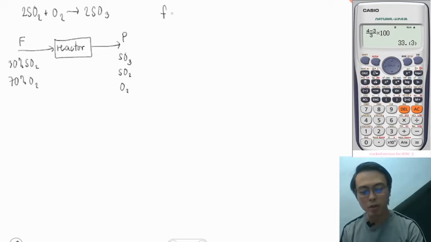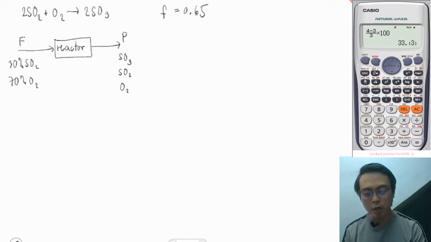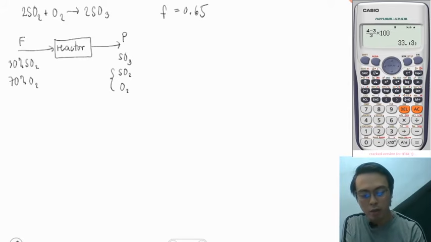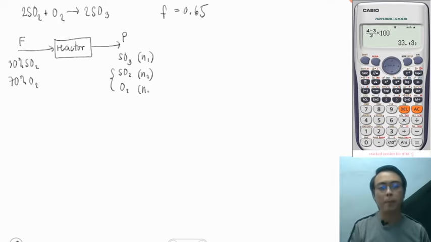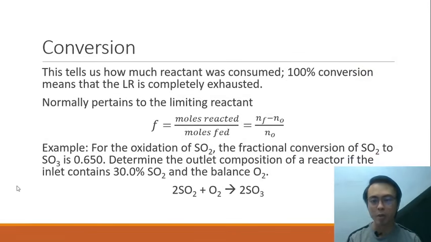The conversion is 0.65, and as I have mentioned earlier, any conversion less than 100% signifies an incomplete reaction. Therefore, you always have some of your reactants present in the product. So they are unreacted reactants. Okay? Now let's represent these substances. In the product, SO3 is N1, SO2 is N2, and then O2 is N3. We are asked to find the outlet composition.